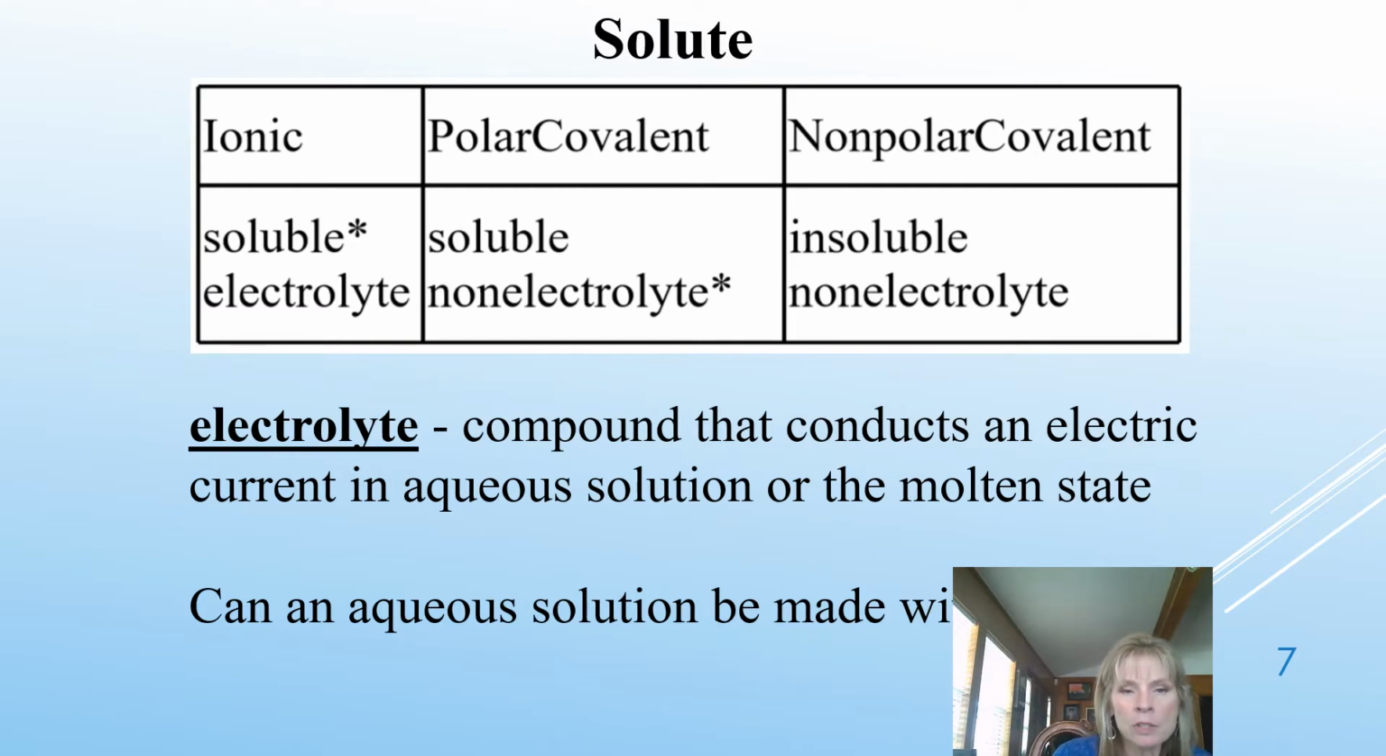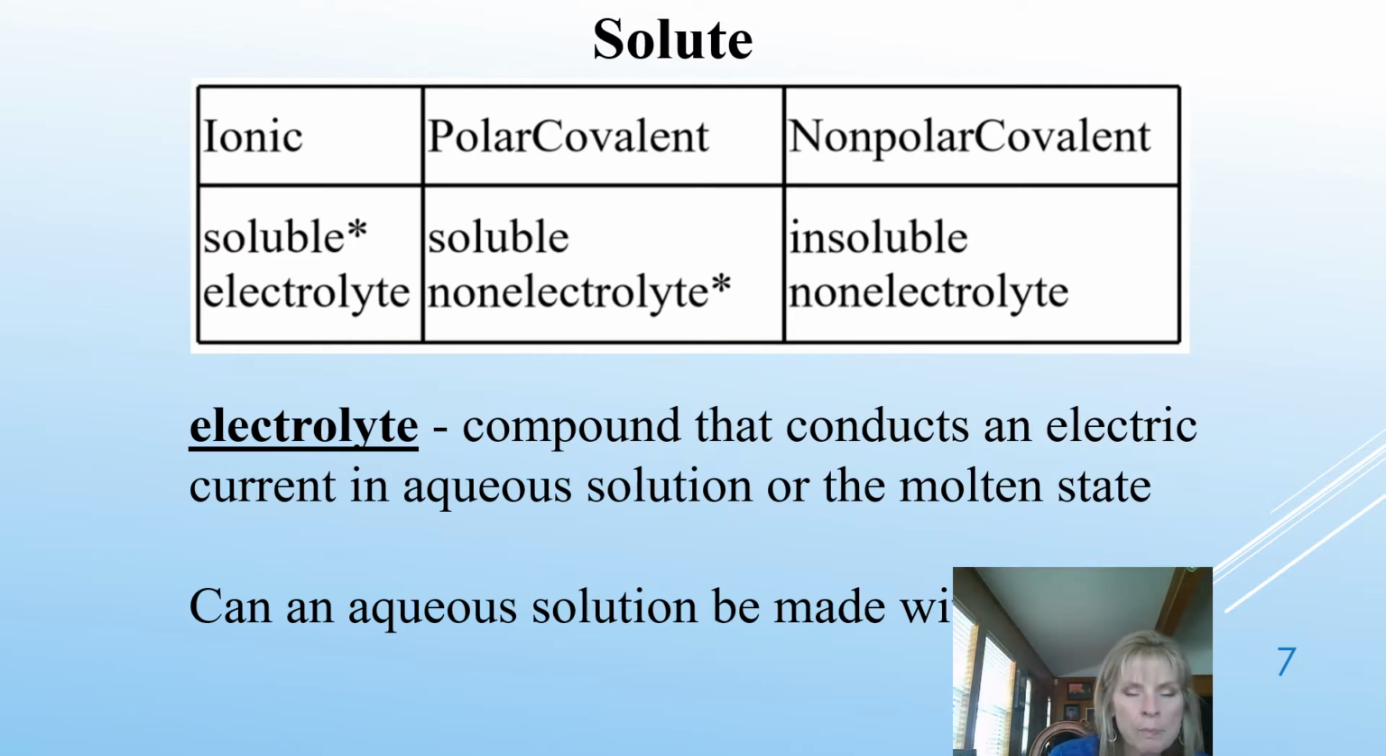If the solute, we're talking about solutes here, if the solute is ionic, it tends to be soluble. Remember, we have to check those solubility rules because not everything that's ionic is soluble, which we found out, unfortunately. Not everything dissolves in water as we thought it would. But ionic compounds, if they're soluble, tend to form really good electrolytes, and electrolytes are compounds that conduct electricity when they're dissolved in water or when they're in the molten state.